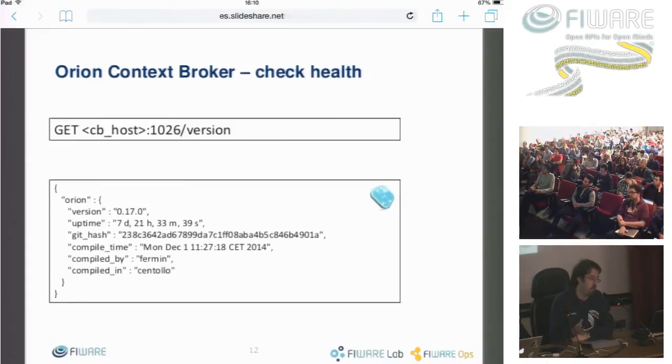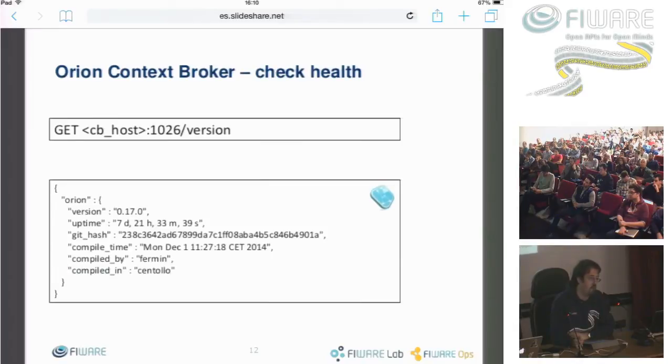If you are familiar with REST, this will be very easy to get. We have a verb, the GET verb, the verb to get information. We have a URL that is the host and the port in which the context broker is listening. And the URL is /version. /version is like, as I told before, a ping to the process.